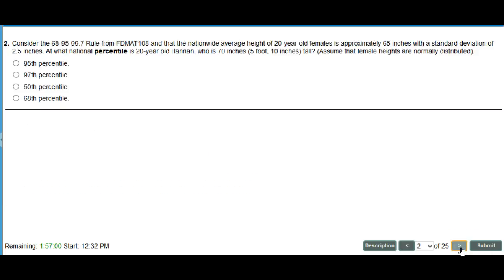Question 2. Consider the 68, 95, 99.7 rule from FD Math 108 and the nationwide average height of 20-year-old females is approximately 65 inches with a standard deviation of 2.5 inches. At what national percentile is 20-year-old Hannah, who is 70 inches or 5 feet 10 inches tall? Assume that female heights are normally distributed.